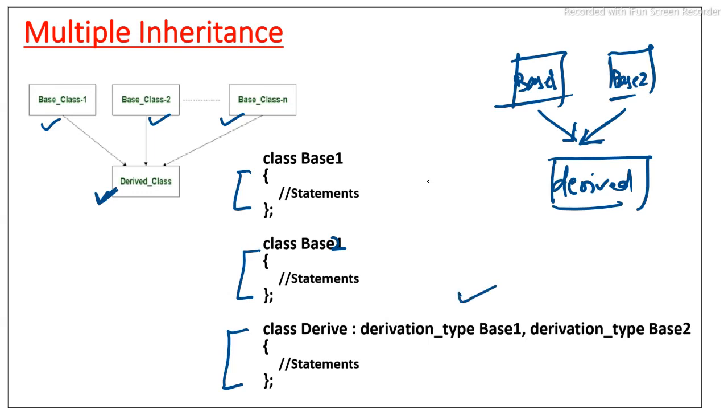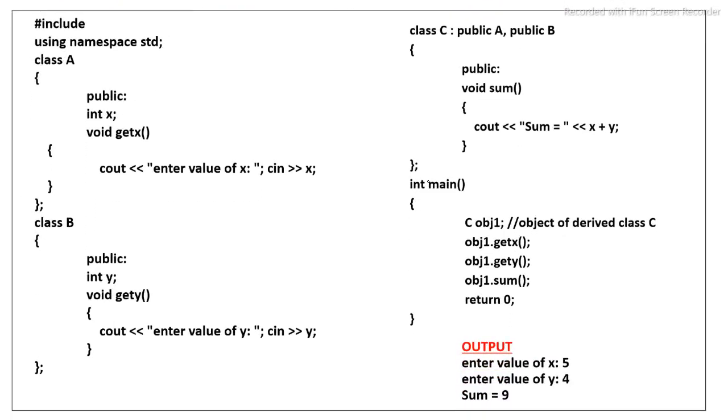We need to mention the base classes from which it is inherited in an order, and the order may be changed. It does not matter in which order you are writing. You can separate the base classes with the help of a comma, derivation type space base class name. The derivation type may be public, private or protected. So let's discuss one very simple example for multiple inheritance.